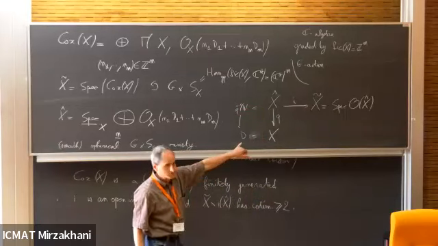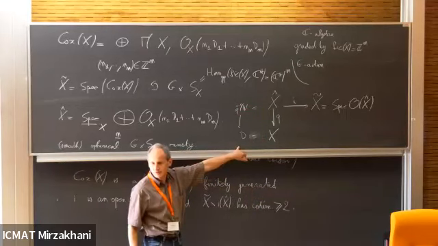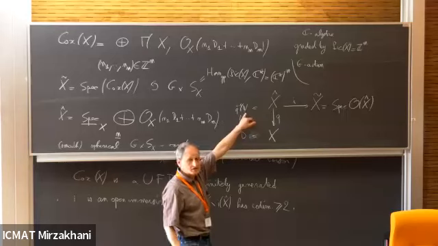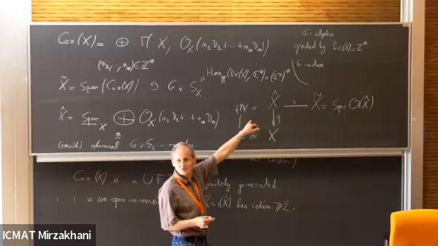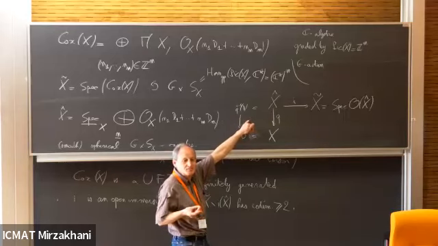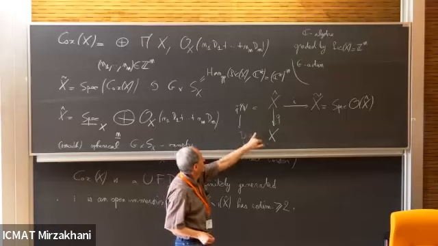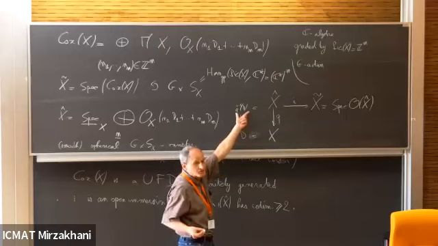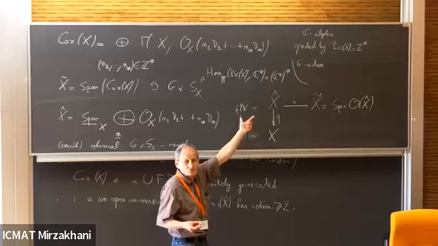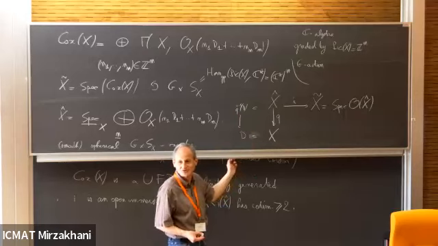So here I have a canonical section of this divisor. And if I lift it here, I get a regular function. That's why the Cox ring is made. And this regular function has zeros exactly on this one.